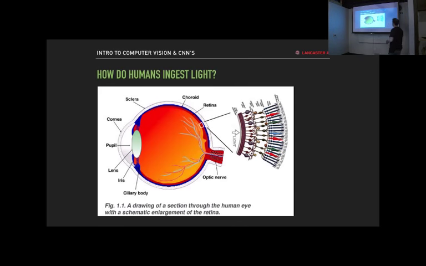Okay? So let's take a look at how humans handle light. I know this is kind of, I didn't come out for AI. How am I looking at biology? But it actually plays a huge part in how we understand computer vision. So how do humans handle light?